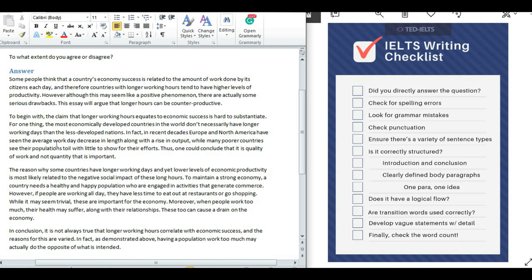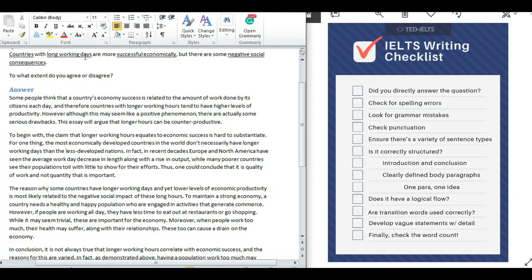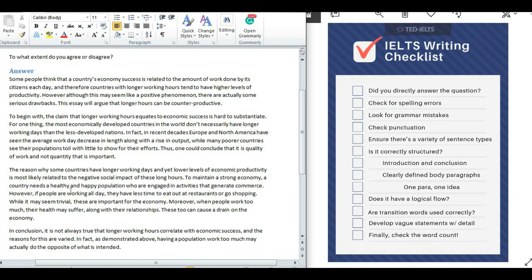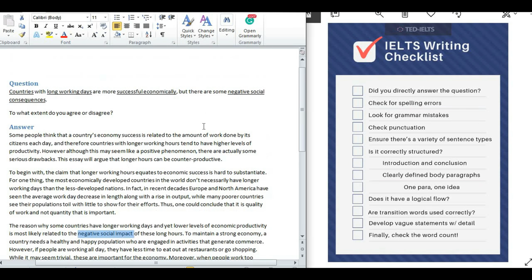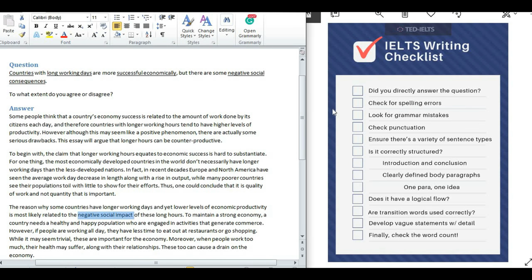So our first paragraph here, to begin with, the claim that longer working hours equates to economic success is hard to substantiate. So this paragraph here is going to be talking about the first part of the question. And the second paragraph, the reason why some countries have longer working days and yet lower levels of economic productivity is most likely related to the negative social impact of those long hours. So the negative social impact of those long hours, this is part 2 of the question. In other words, yes, we did directly answer the question.